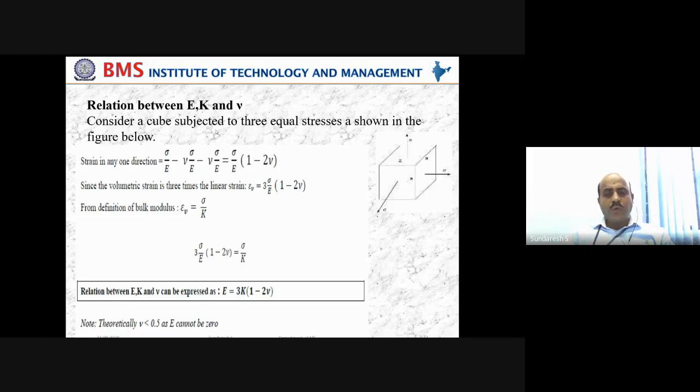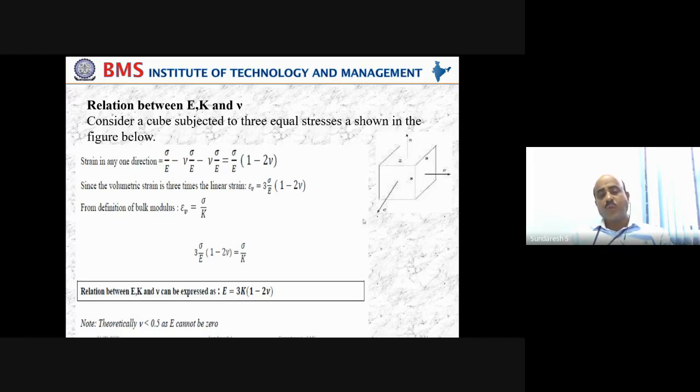For this, first let us take a cube subjected to stresses which are equal in magnitude in all three directions, x, y and z, with magnitude equal to sigma. Then we want to calculate the strain along the x direction, the strain along the y direction and the strain along the z direction. This is what we are supposed to do here.